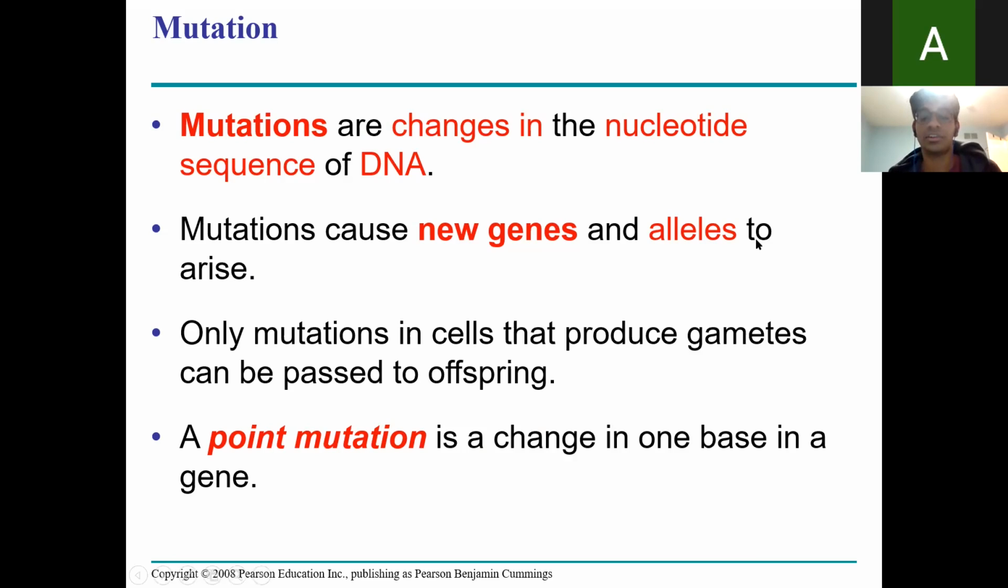A point mutation is a change in one base in a gene. We'll get into DNA a little bit more when we get into basic chemistry. But let's just say you had a DNA sequence that's hundreds of thousands of nucleotides long. A point mutation means that a single one of those nucleotides is just changed to something else.